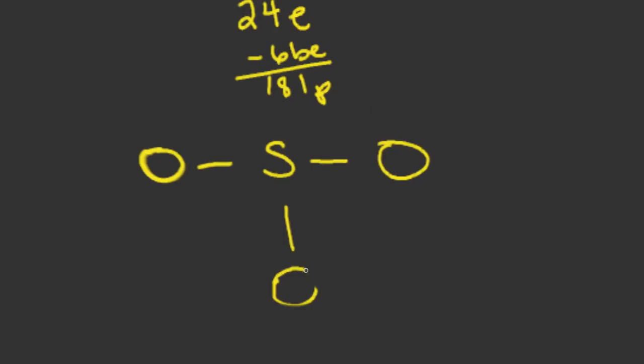So if I put a double bond arbitrarily on this oxygen, then I have 8 bonding electrons that are removed, which would leave me 16 lone pair electrons. Let's see how that works. Notice that sulfur's octet is satisfied. So here we have 2, 4, 6, 8, 10, 12, 14, 16. So that does look like it worked.